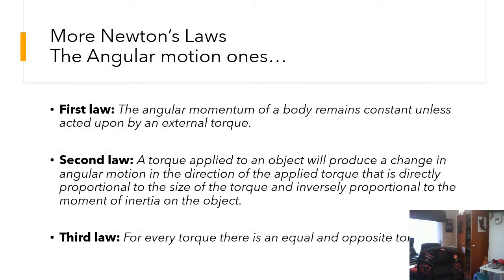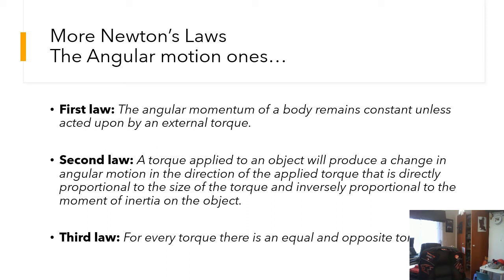Okay, so more Newton's laws. These are the angular motion ones. The first Newton's law of angular motion says that the angular momentum of a body remains constant unless acted upon by an external torque. Now, these laws are very similar to Newton's laws of motion. Whereas we were talking about linear motion before, now we're talking about angular motion. We'll have a look at these in a little bit with videos. We'll just go through the laws really quickly.